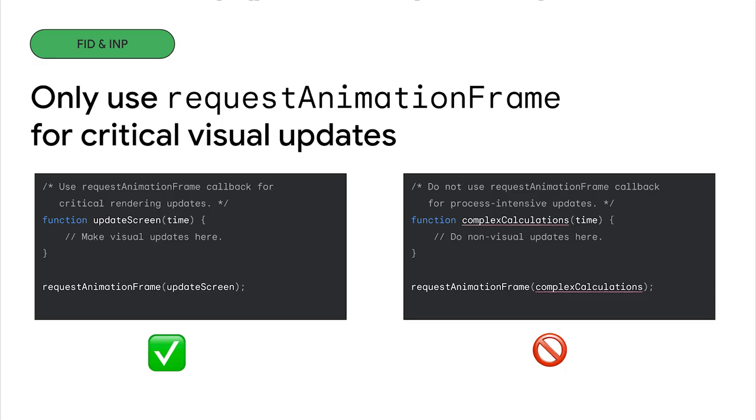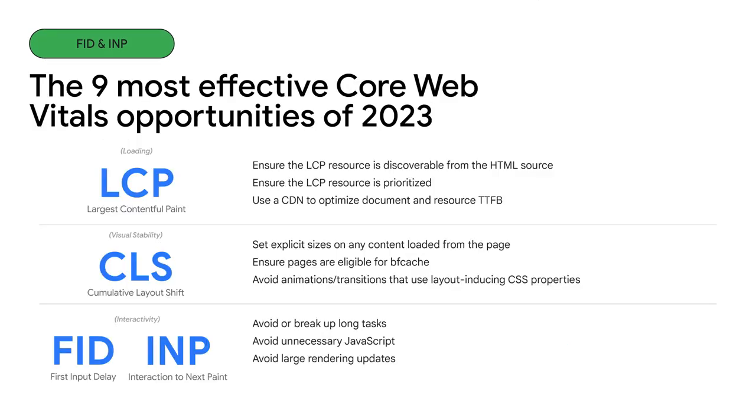And finally, avoid abusing the requestAnimationFrame API, which should only be used for critical rendering work. If too much work is scheduled via this API, it will slow rendering itself. And those are our 9 top recommendations for what we think you should look at first to improve your Core Web Vitals. This isn't meant as a definitive list, but instead are a few of the more impactful options that our research has shown can really move the needle on your website's performance.